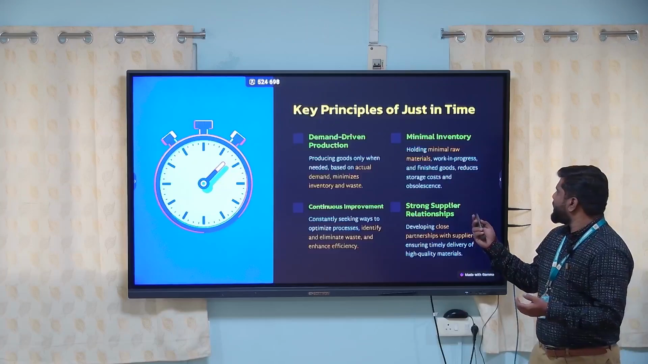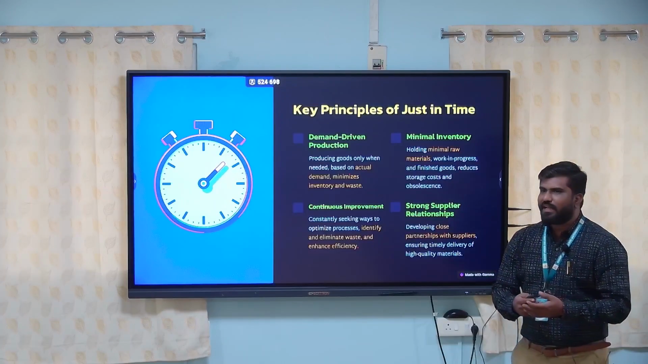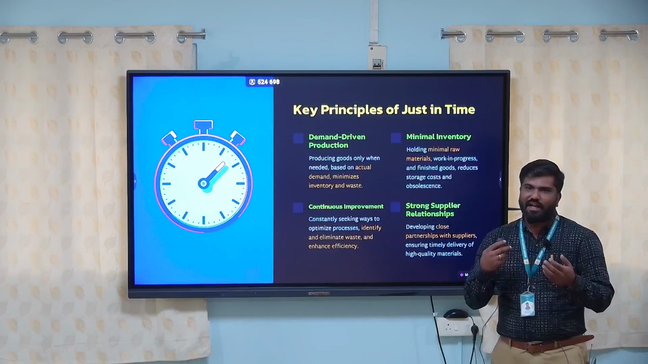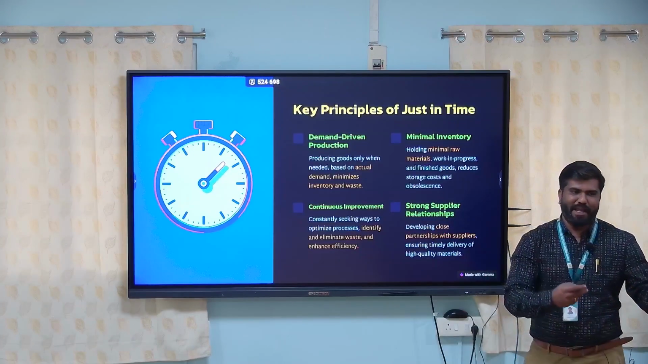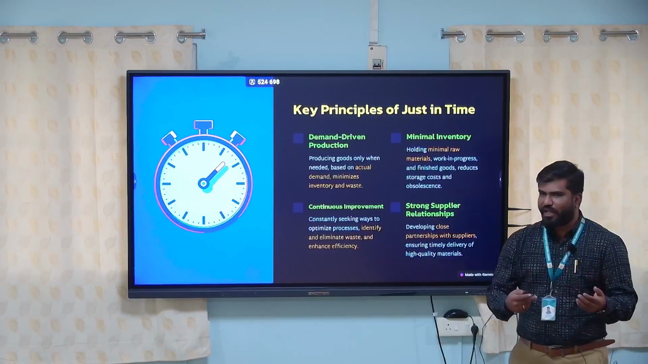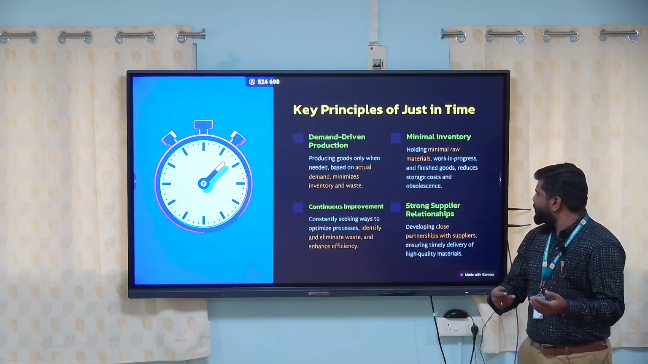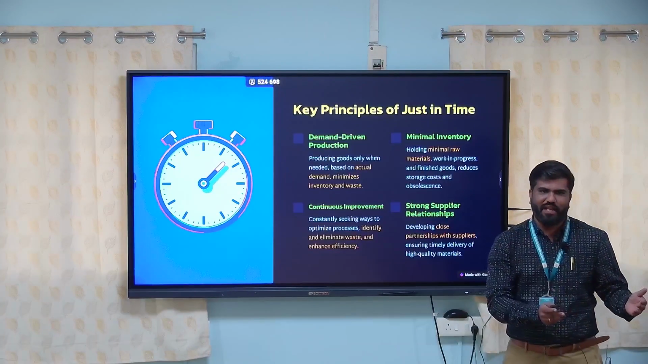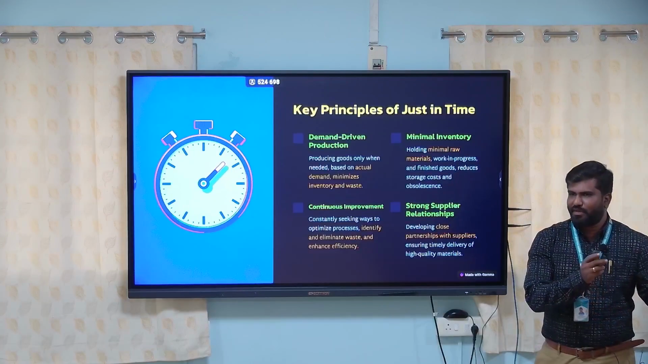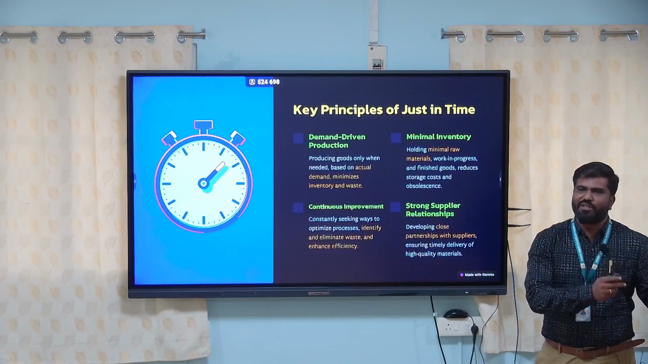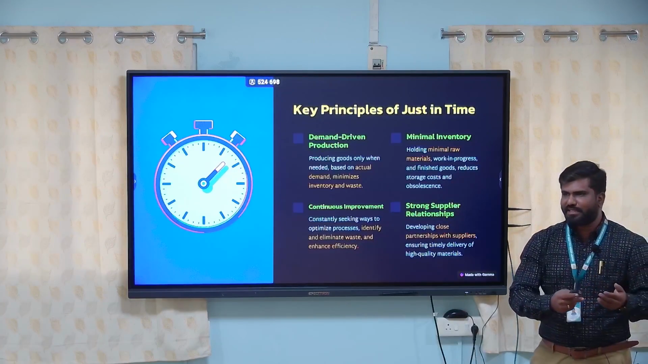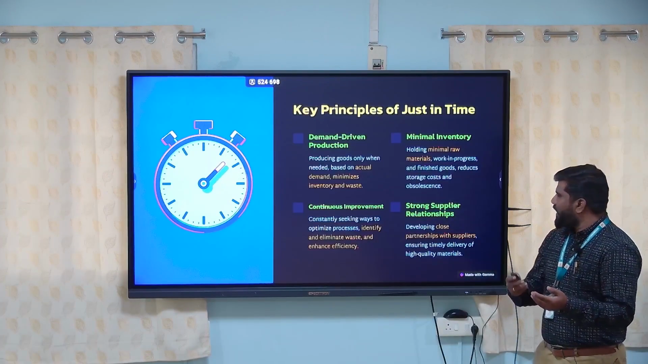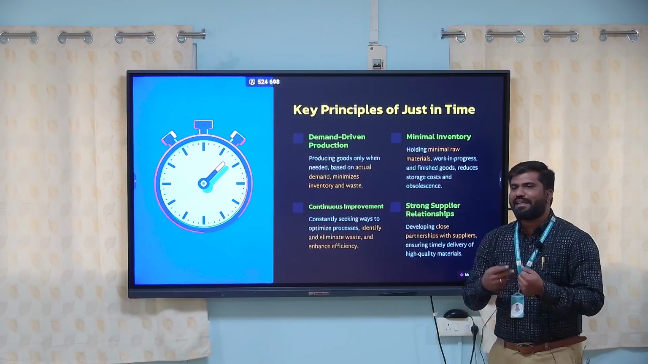The next one is minimal inventory. As I said, we are minimizing the inventory so that we can have the time or space for finishing the product, that is work in process, finished goods, and reduced storage cost. We can reduce storage cost because we are storing fewer raw materials. If the demand rises, we purchase. If the demand is not there, we won't purchase. By that, we actually minimize the inventory.